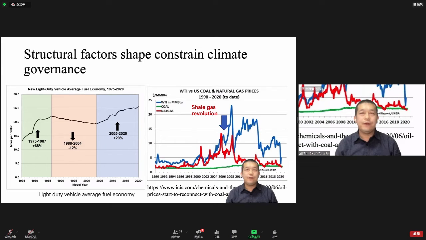You can see from the right figure, the red line is the natural gas price in the United States, and the green line is the coal price. After 2006, the gas price began to decrease in the United States, and right now it is even lower than coal. That is why the United States could achieve emission peaking around 2005. And that is why the United States began to take leadership in the international arena on reducing emissions, thanks to those two actions: fuel economy standards and the shale gas revolution.